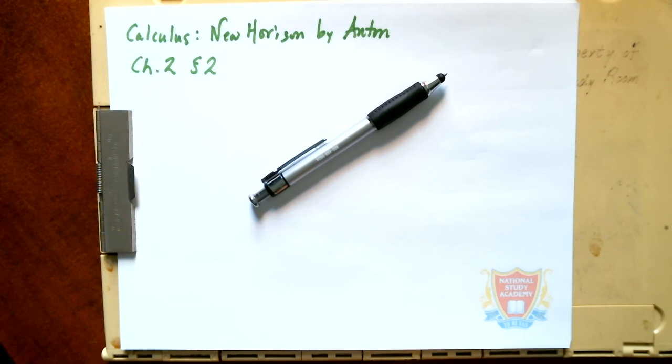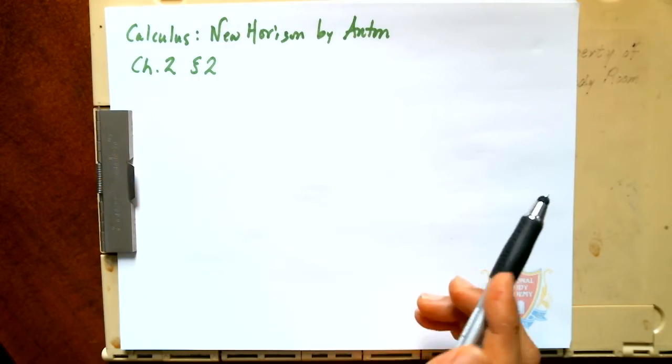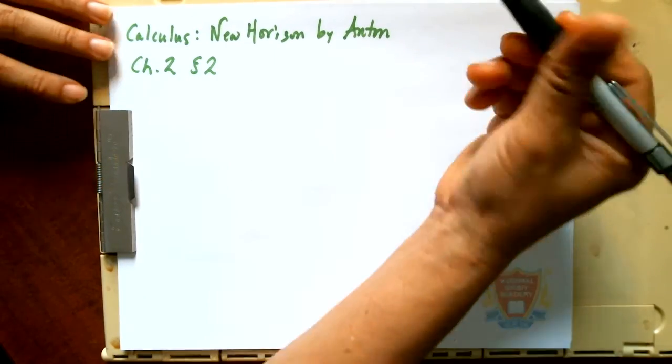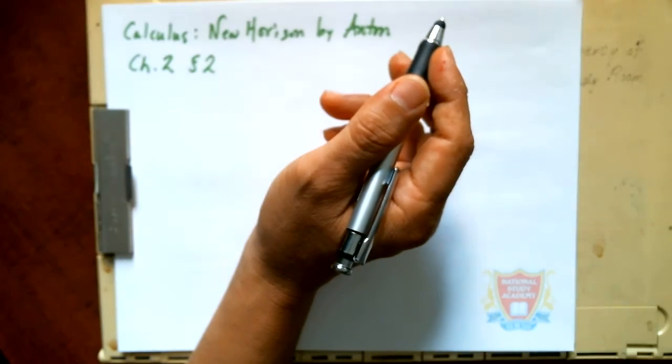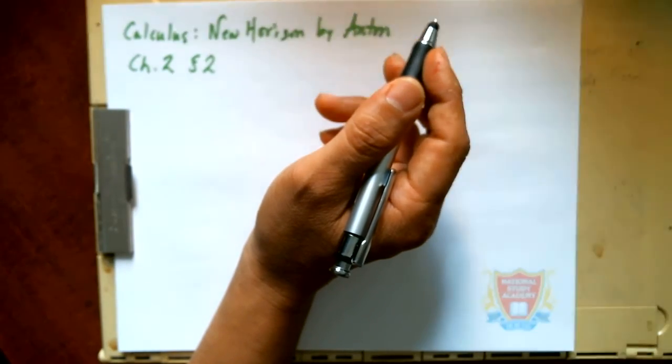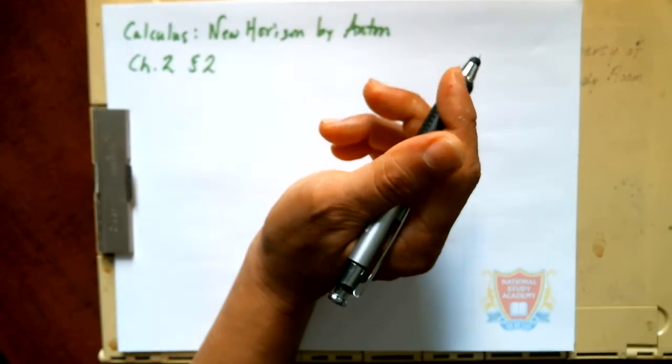Hi, my name is John, and one of my students had some problems with Anton, New Horizon, Calculus BC, Chapter 2, Section 2. I believe it's called Limits from a Number Point of View, Computational Technique. So let's go over some basics first.